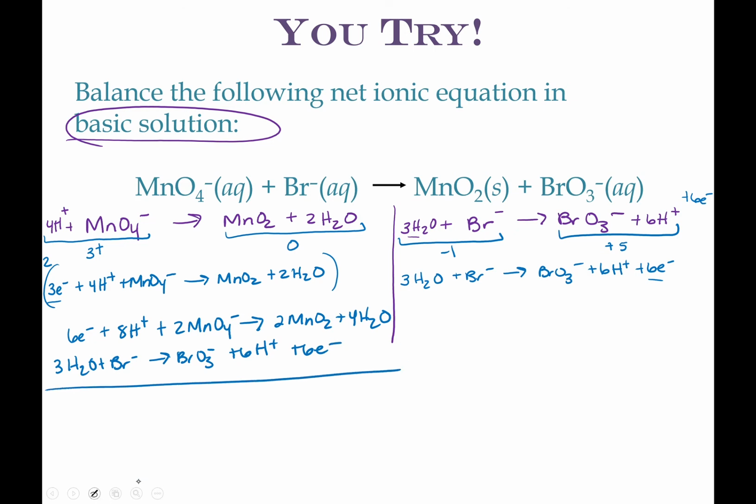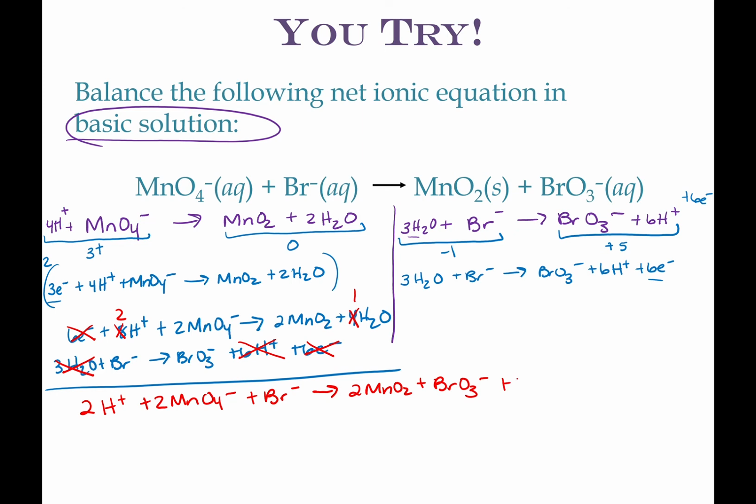Now we can cross off anything that's the same on both sides. 6 electrons, 6 electrons. I have 3 water. That'll leave me with 1 water. 6H plus. This will bring me down to 2H plus. And then we go 2H plus 2 MnO4 minus plus Br minus yields 2 MnO2 plus BrO3 minus plus H2O.